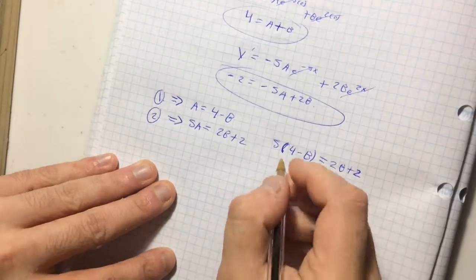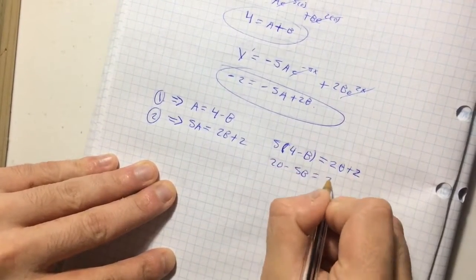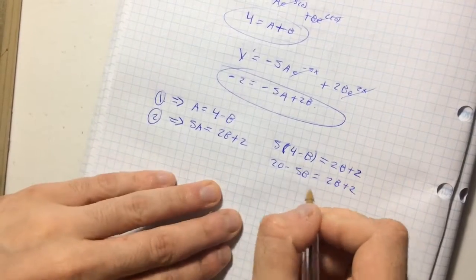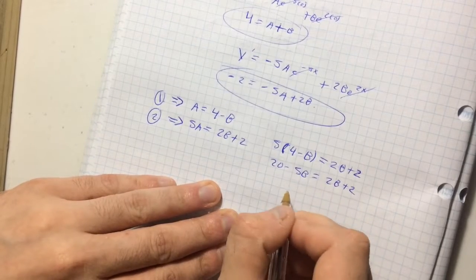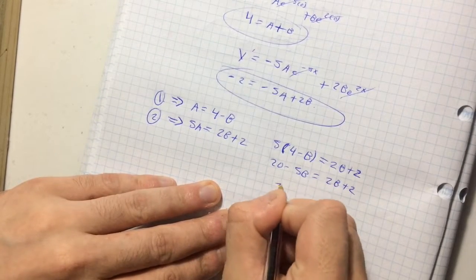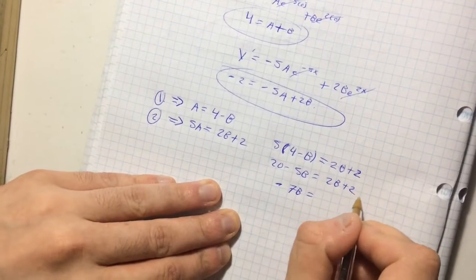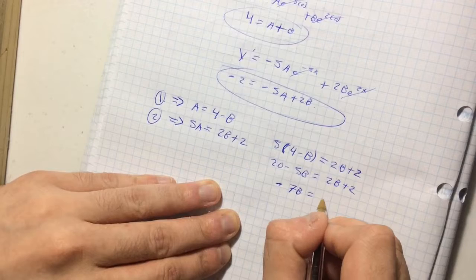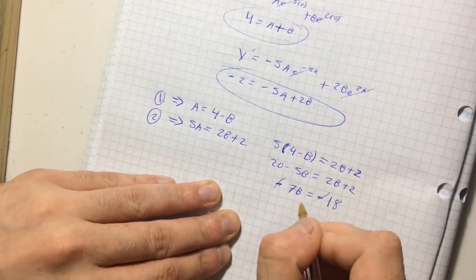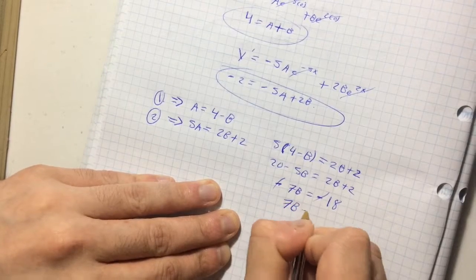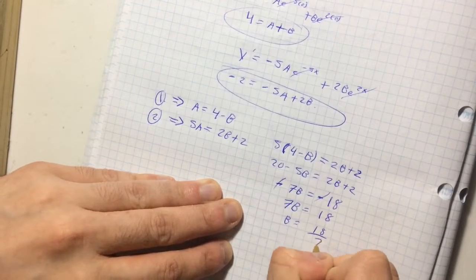If that's true, then 20 minus 5b equals 2b plus 2. I'll take this across, so it's negative 2b, so it's negative 7b equals, I'm going to take the 20 across as well, so 2 minus 20, so that's minus 18. Negatives on both sides, so it becomes positive. 7b equals 18, therefore b is equal to 18 over 7.